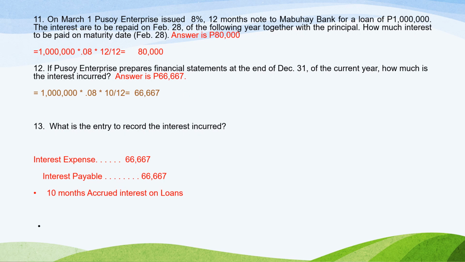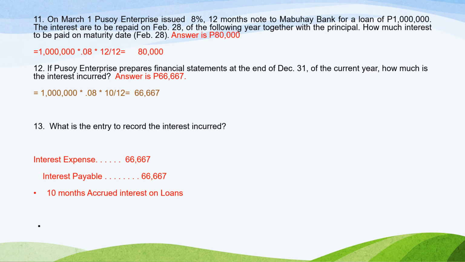Number 11. On March 1, Pusoy Enterprise issued 8% 12 months note to Mabuhay Bank for a loan of 1 million. The interest is to be repaid on Feb 28 of the following year together with the principal. How much interest is to be paid on maturity date, Feb 28?